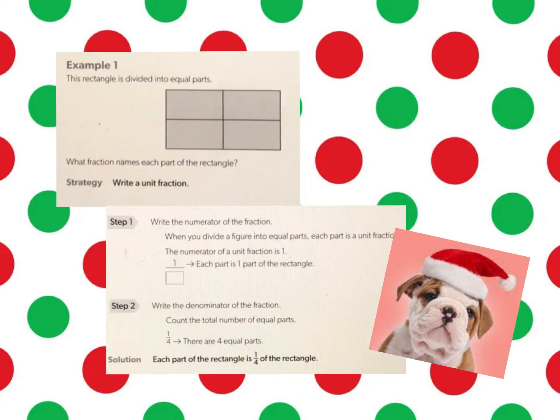The line divides the square into 2 equal parts with the same area. So each part is 1/2 of the square. So the area of each part is half of the square.